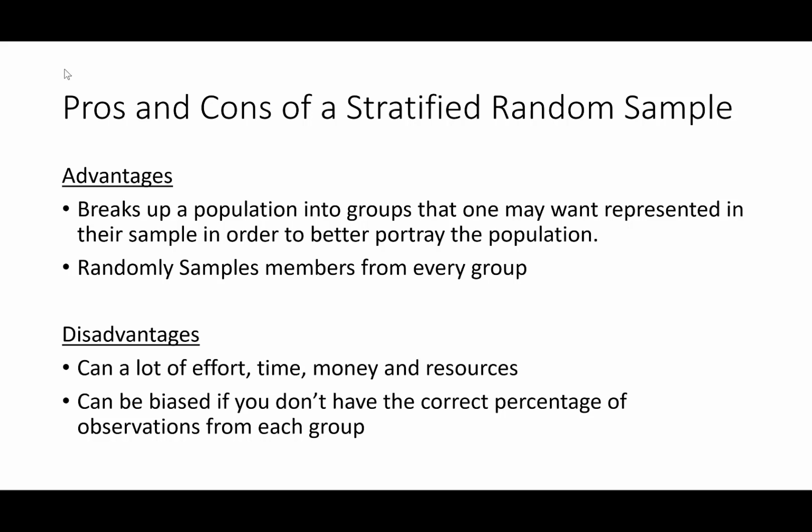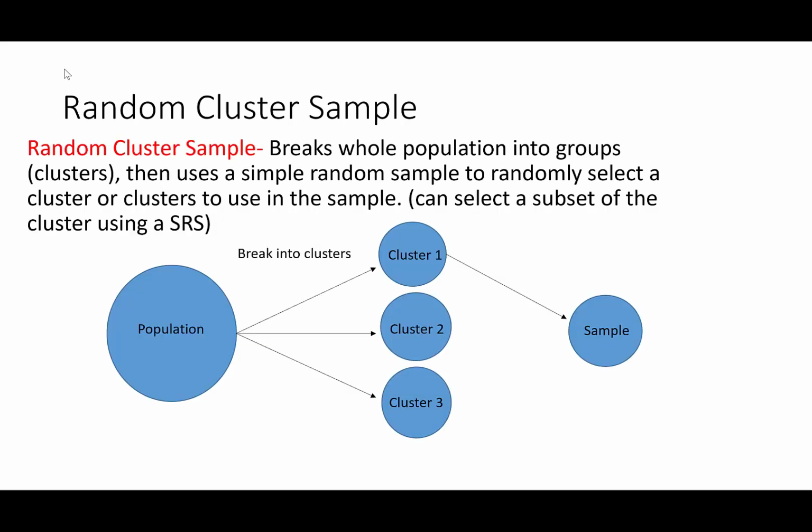So the two sampling methods that we covered, simple random sample and stratified random sample, both of those methods can take a lot of time, effort, money, and resources. So the last one that we'll cover, called a random cluster sample, that's going to be the easiest for us to accomplish. And what this does is similar to a stratified random sample, but it breaks up your population into groups, which in this case it calls clusters. So you can think of strata, clusters, and groups as synonyms. They all essentially mean the same thing.